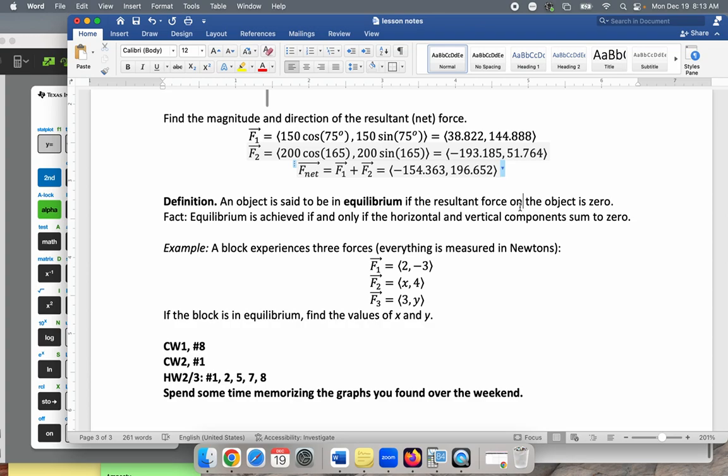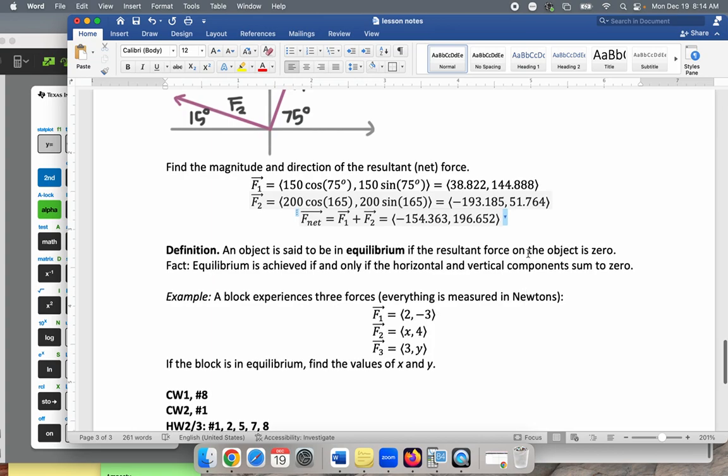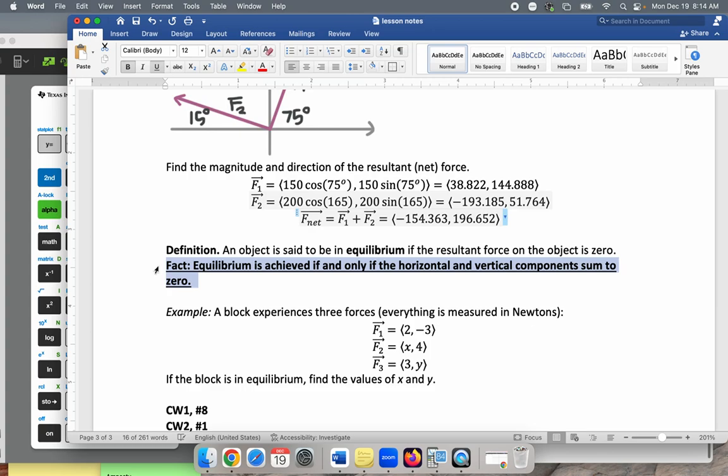What that essentially means physically, you don't need to know this necessarily, but it essentially means that the object will not experience any acceleration, in any direction. Now, the key thing to understanding equilibrium is the following. Equilibrium is achieved if and only if the horizontal and vertical components sum to 0. That is the only way that equilibrium is achieved.